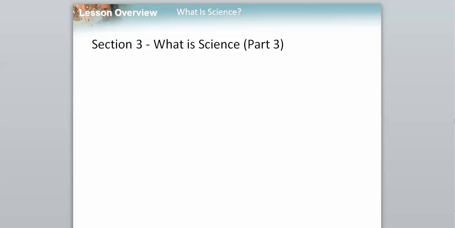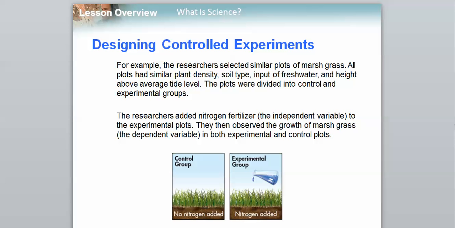So we're going to continue right on where we left off. The other video was running a little long, so that's why I stopped it to start our next one. So we're continuing on with our example of the salt marsh grasses. We just got done talking about having our experiment divided into two groups, our control and experimental.